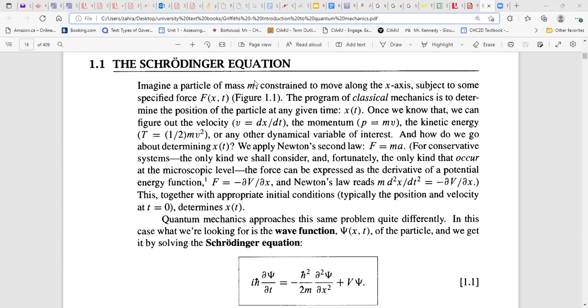1.1, the Schrodinger equation. So we have classical mechanics and quantum mechanics. Classical mechanics, all the equations we know for classical mechanics is simple. Velocity is displacement over time, or the first derivative of displacement with respect to time. And momentum is mass multiplied by the velocity.